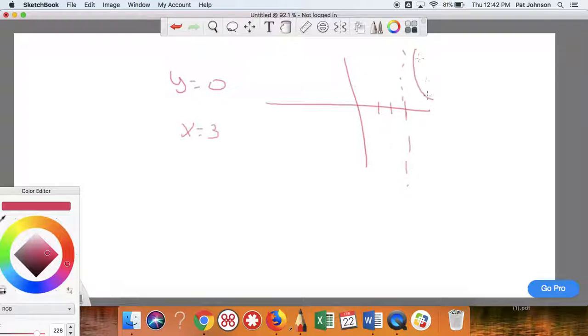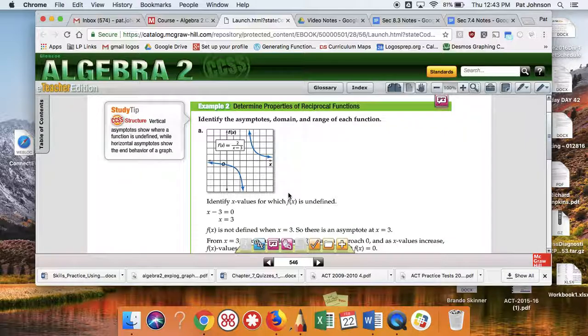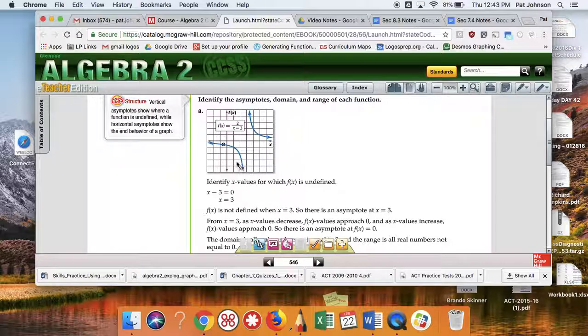Because it looks like the graph is approaching this. And same thing here. It's approaching this line and this line. Now the asymptotes of a reciprocal function are going to intersect at h, k. Okay, so here now if we look at the equation, we find out when it is undefined. Well, when we set the denominator equal to 0 and we get x equals 3, so it's not defined at x equals 3, which must mean it's an asymptote.